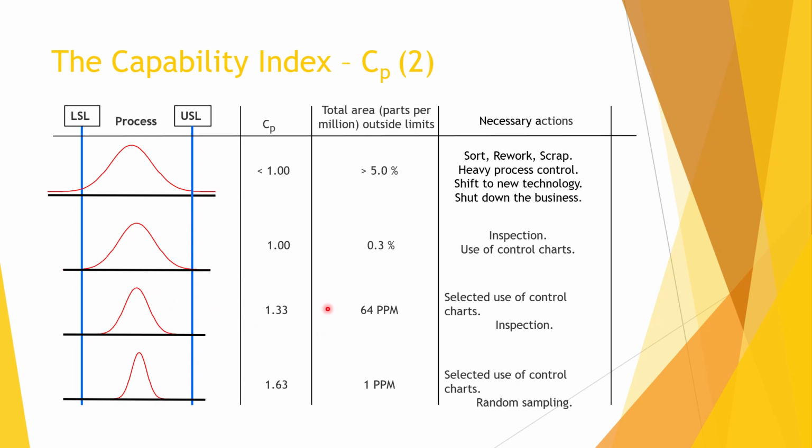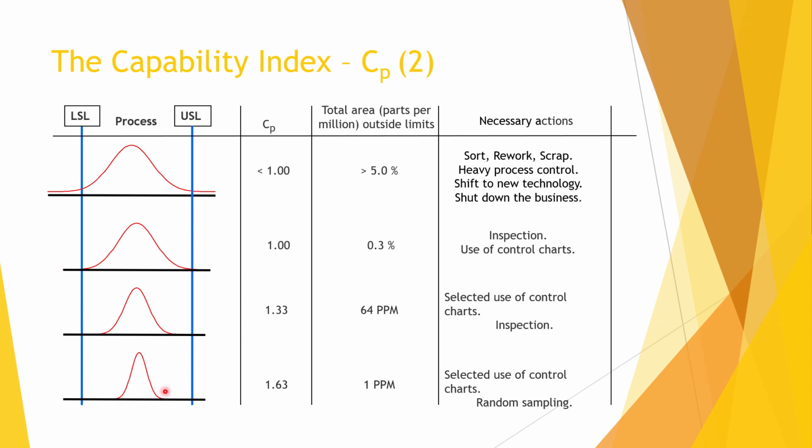In this example, CP equals 1.33. Total areas outside limits, 64 per million opportunities. In this necessary situation, selected use of control charts and inspection.